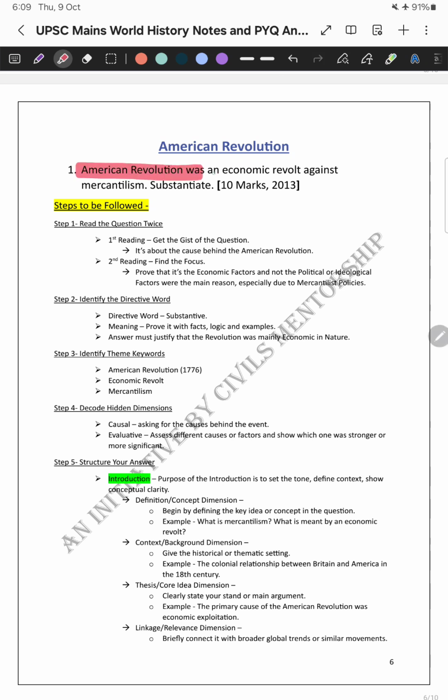American Revolution was an economic revolt against mercantilism. Substantiate. This question came in the year 2013 and it's a 10 marker question. With the help of this question, I will show you exactly how to approach a question using a systematic 6-step framework. But before we begin, I want one thing from you all.